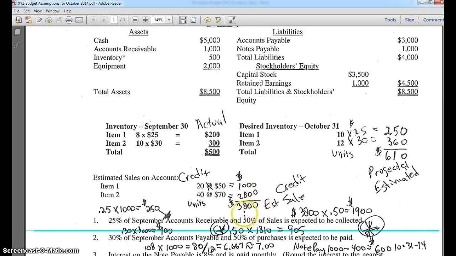If I add those two together, my total sales is $3,800. Those $3,800, those are all credit sales, but 50% of them will be collected. So therefore, 3,800 estimated sales times 50%, our estimated cash collections will be $1,900.